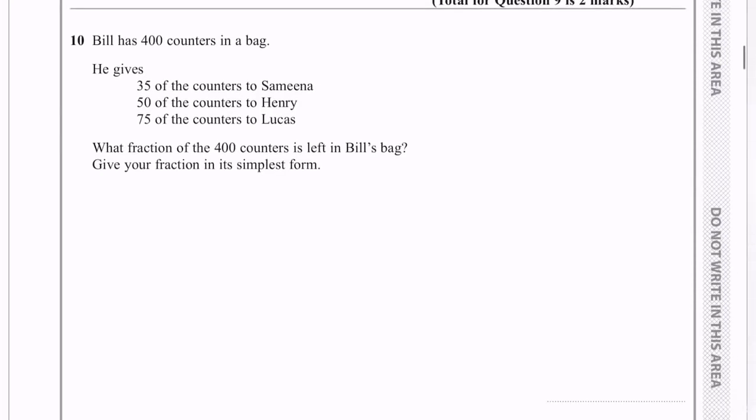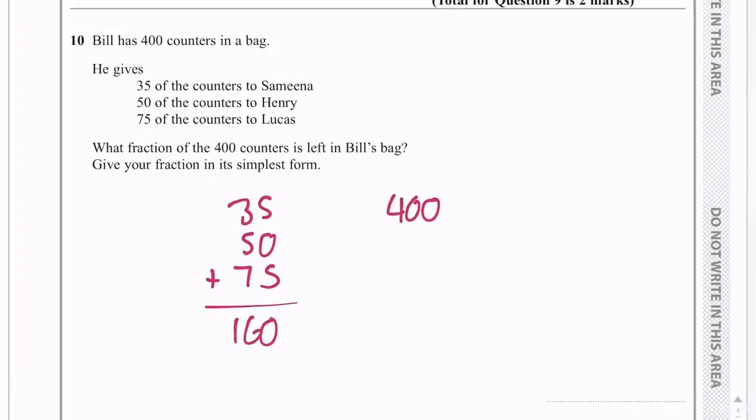Bill has 400 counters in a bag, and it says 35 of the counters go to Samina, 50 counters go to Henry, and 75 of the counters go to Lucas. What fraction are left in the bag? Well, let's work out how many he gives to them. So 35, 50, and 75. If we add them all together, 35 plus 50 plus 75 equals 160. And if we take that away from 400 to find out how many are left in the bag, 400 take away 160 leaves us with 240 counters in the bag.